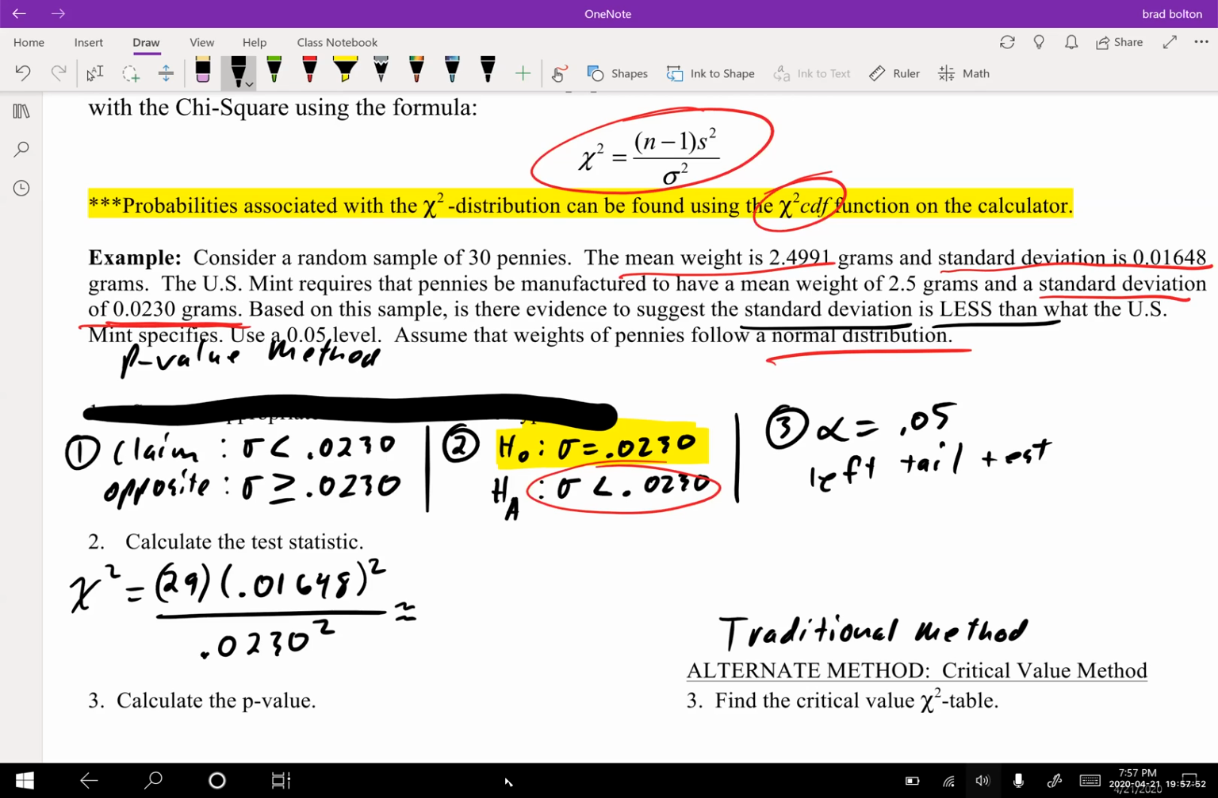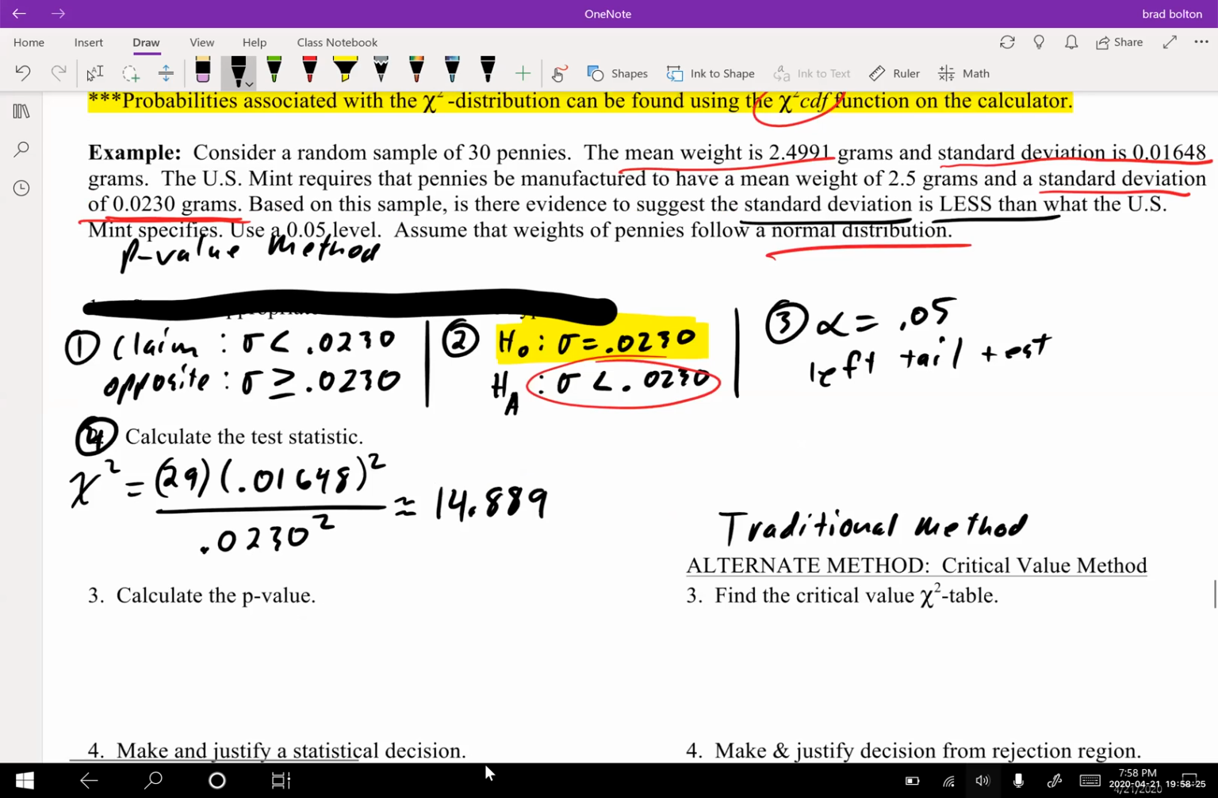So I'm going to do 29 times parentheses 0.01648 squared, close parentheses, divided by 0.0230 squared, and I get approximately 14.889, I guess 9 if you want. Okay, we could do 3. Okay, so this is my step 4. Now let's do step 5.